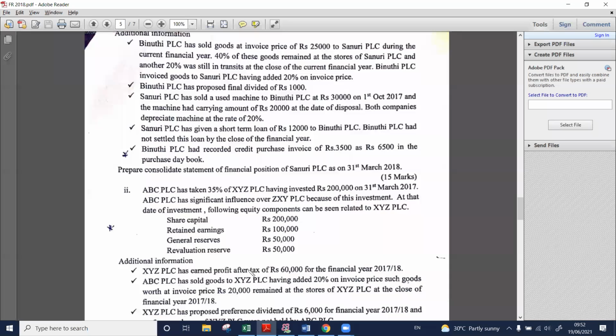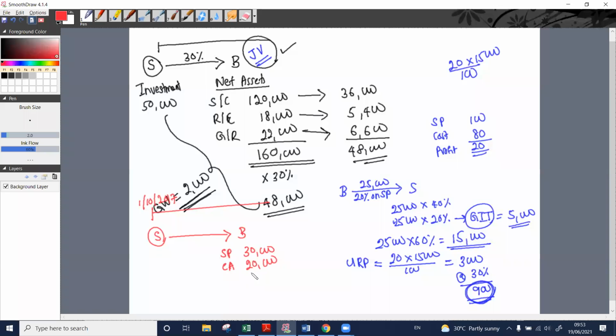The carrying amount was 20,000, and what is it sold for? It is sold for 30,000. So how much profit has been made from this sales transaction? There is an unrealized profit worth 10,000, right? There is an unrealized profit worth 10,000, but we cannot account for this 10,000 as it is. We cannot pass the account entry for the whole 10,000.